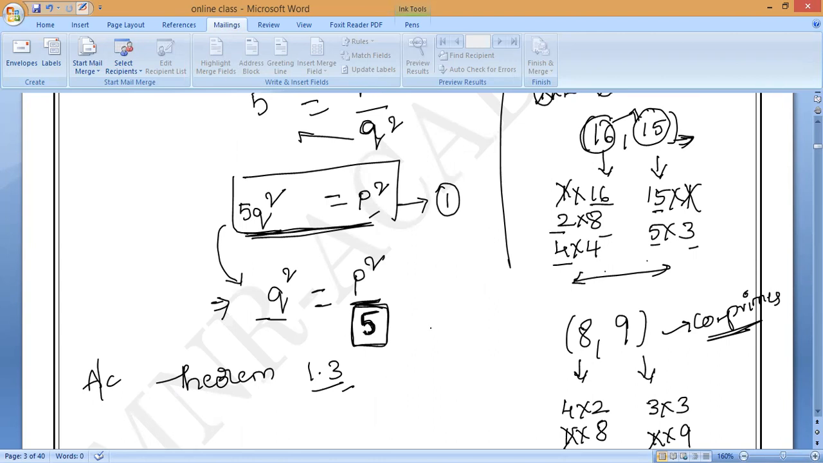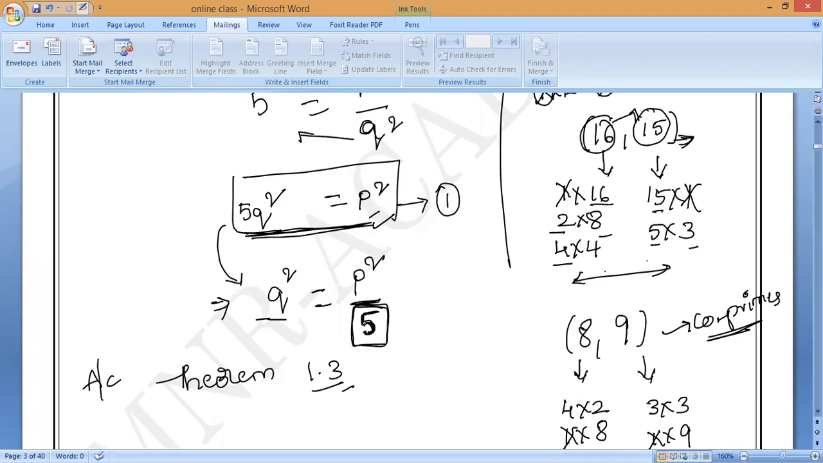Write equations for p square and q square individually. This is the p square equation. Next, the q square equation you can write. q square equal to, what is the q square? p square by 5. Okay, here, what is our 5? 5 is our prime number. So apply the theorem.